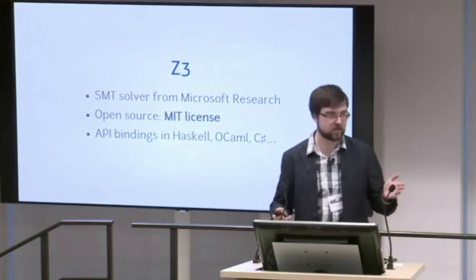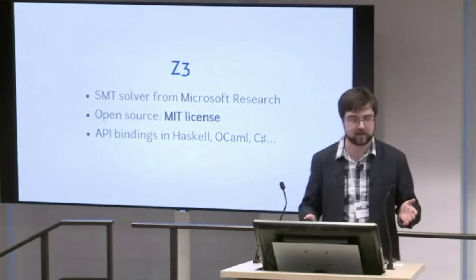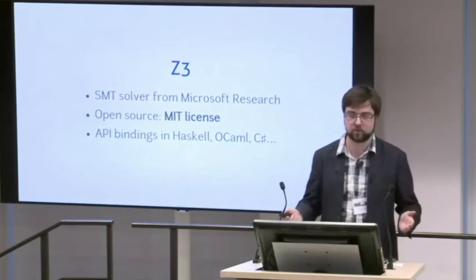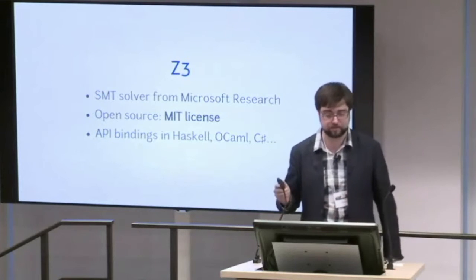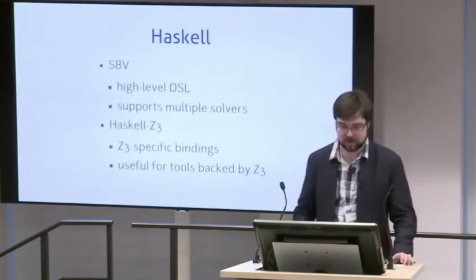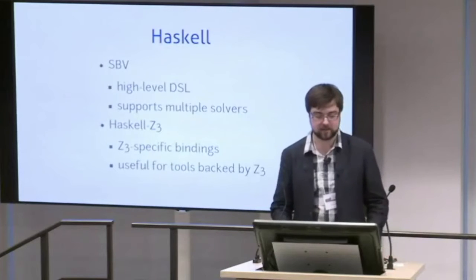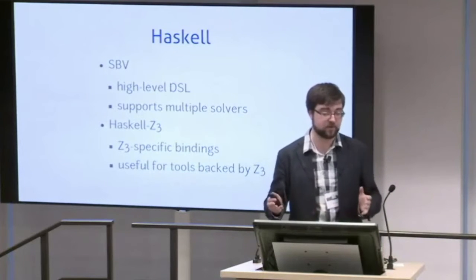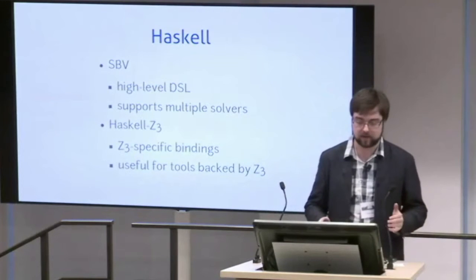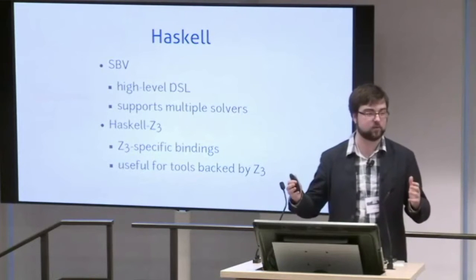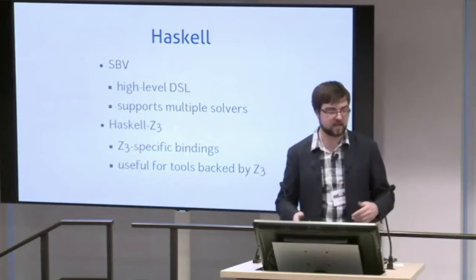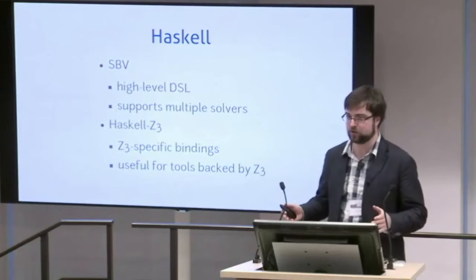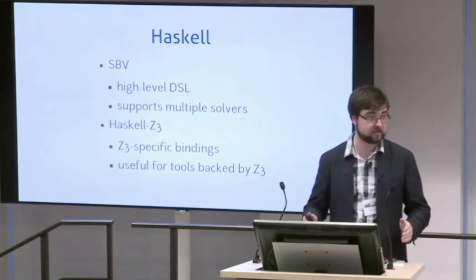Like I'll be using a package in Haskell, but it also has an OCaml API, as well as one in C#, which presumably you could just reach out to in F# as well. Okay, so Haskell has multiple packages for working with SMT solvers, but the two that I'm familiar with are SBV, which is a sort of high-level DSL which supports multiple solvers, and then the Haskell Z3 bindings, which are Z3 specific and expose certain capabilities that SBV doesn't.